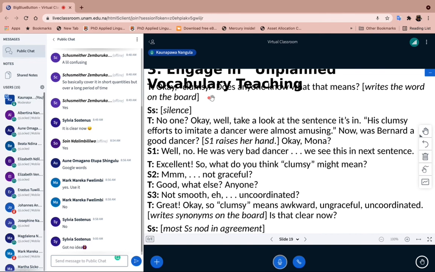Uncoordinated? Great. Okay. So clumsy means awkward, ungraceful, uncoordinated. And then she writes these synonyms on the boards. Is that clear now, students? Most students nod in agreement.